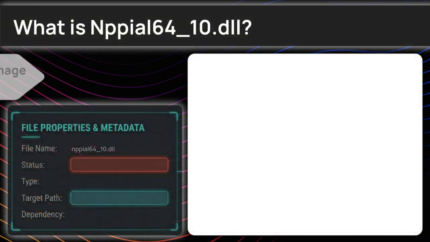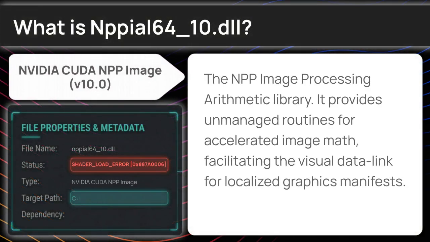This is the NPP IAL64 DLL, the NPP Image Processing Arithmetic Library. It provides unmanaged routines for accelerated image math, facilitating the visual data link for localized graphics manifests. Now that we've covered what the file does, let's jump into our first fix.